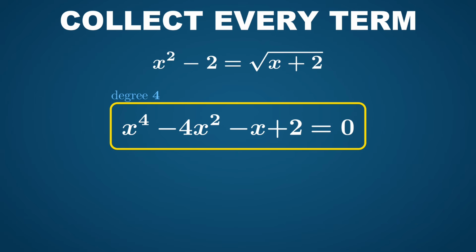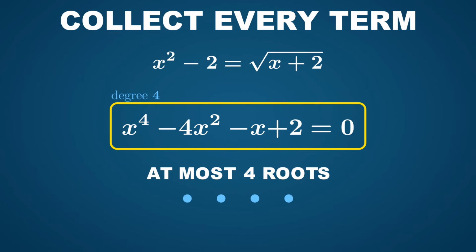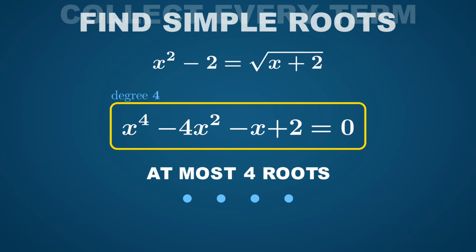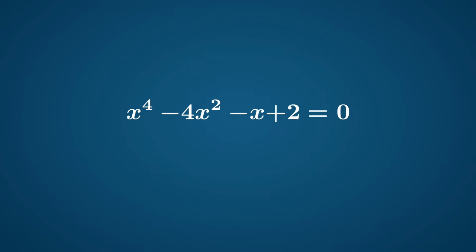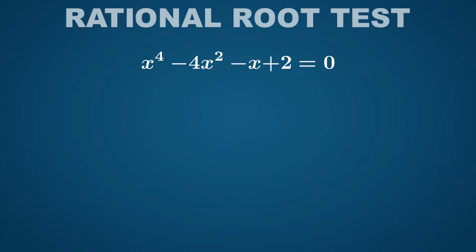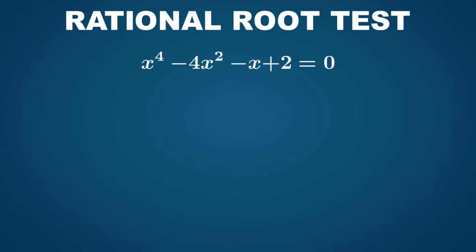A quartic is a polynomial equation of degree 4. Such an equation can have at most 4 different roots. Our plan is to hunt for simple roots first and factor them out. Finding even one root will let us split the quartic into smaller pieces. The rational root test tells us exactly where to look.